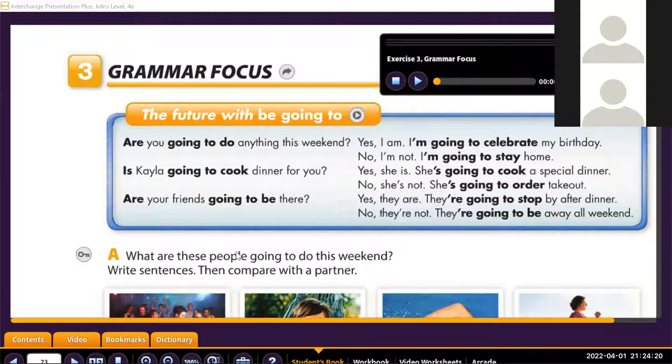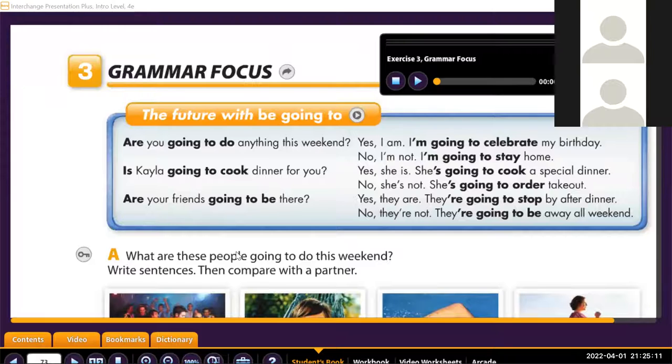Vamos a hacer una segunda repetición, pero antes quisiera saber si tienen preguntas sobre alguna palabra o pronunciación. Teacher, la última es, yes, they are, they, ¿cómo se pronuncia? There. Sería, yes, they are going to stop by after dinner. They're, así como unido, más rapidito, they're. Excelente. There.